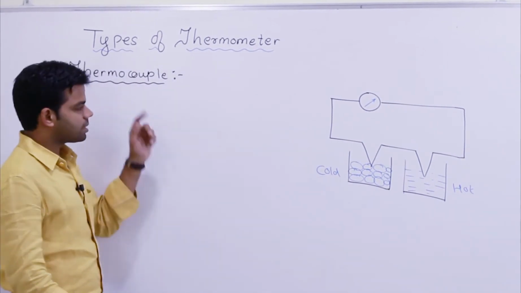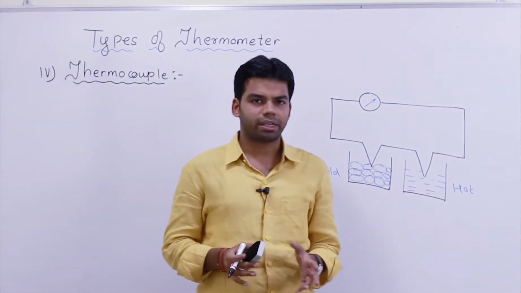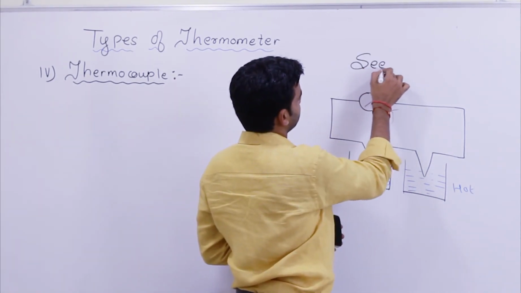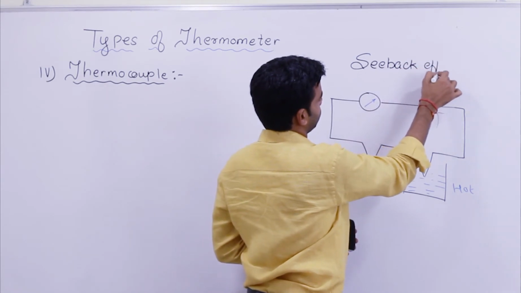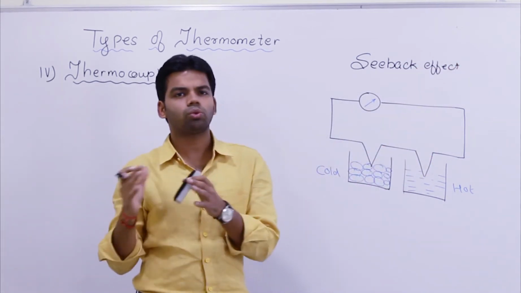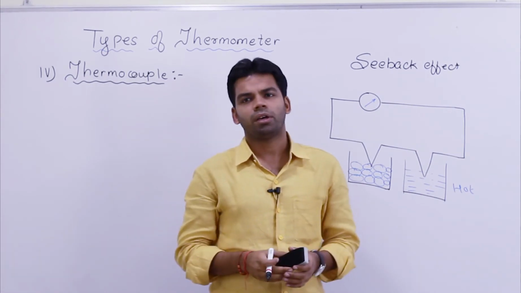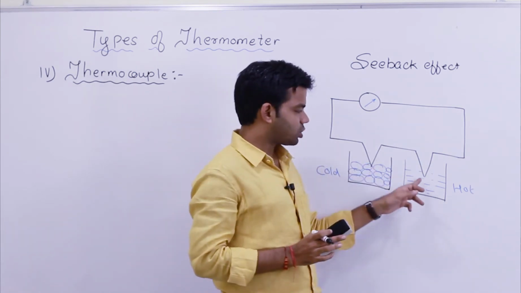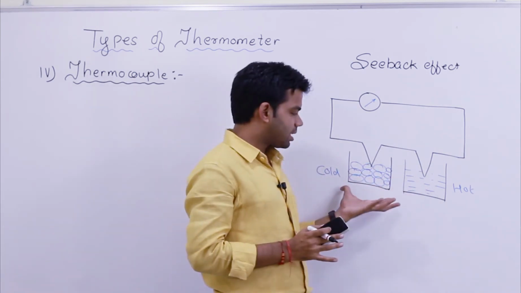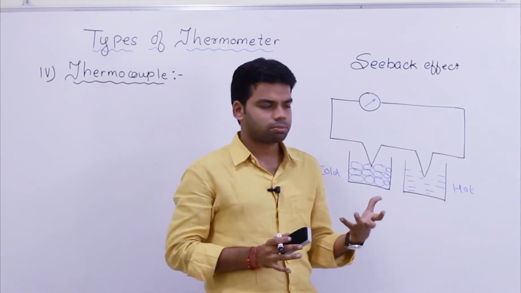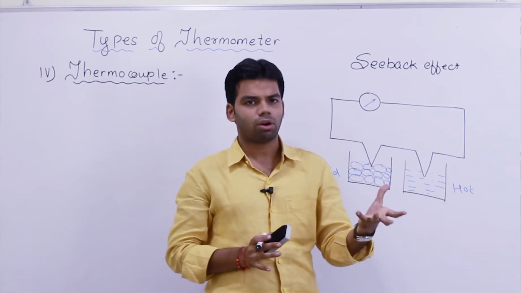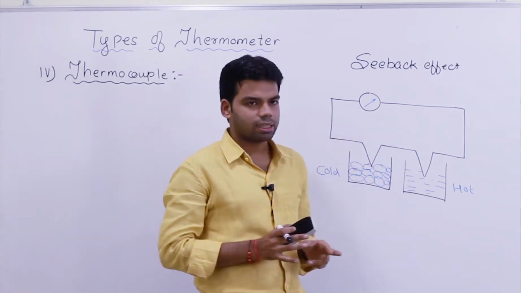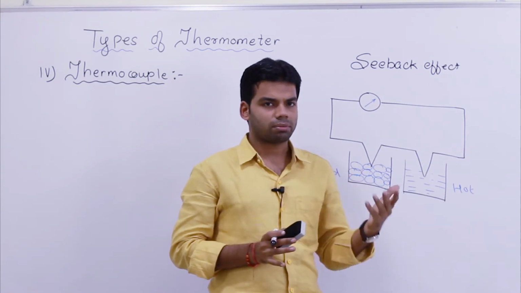Next type of thermometer is the thermocouple. This is also used to determine the temperature. It is based on the principle of the Seebeck effect. In this thermocouple, we take two dissimilar metals, one element of higher order and the second of lower order, and we form two different junctions, such that one junction is kept in the cold part and the second junction is kept in hot water. Because of this temperature difference we get a certain EMF, and based on that EMF we can determine the temperature.